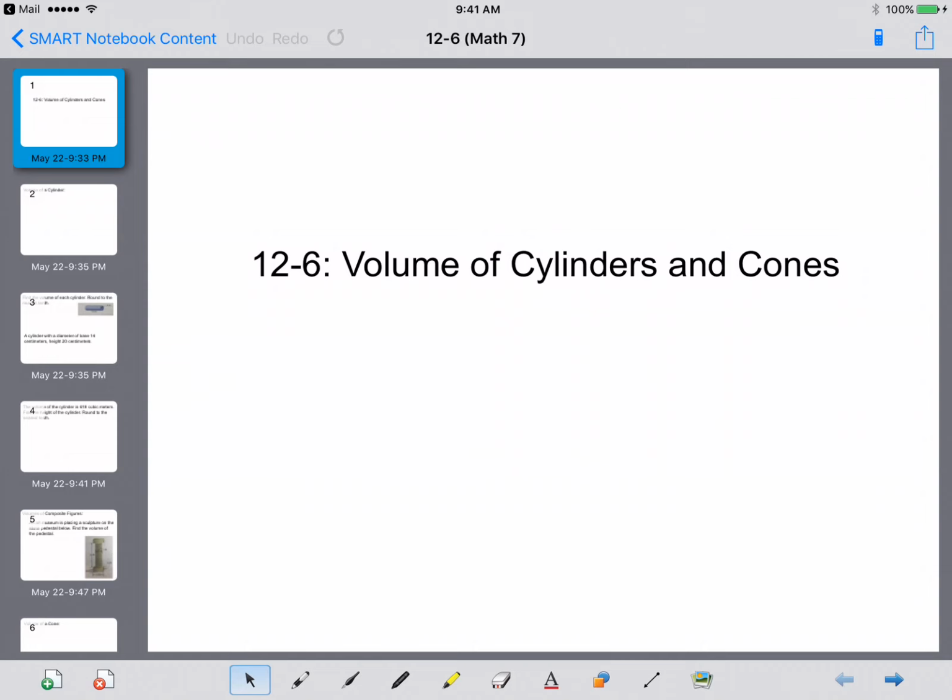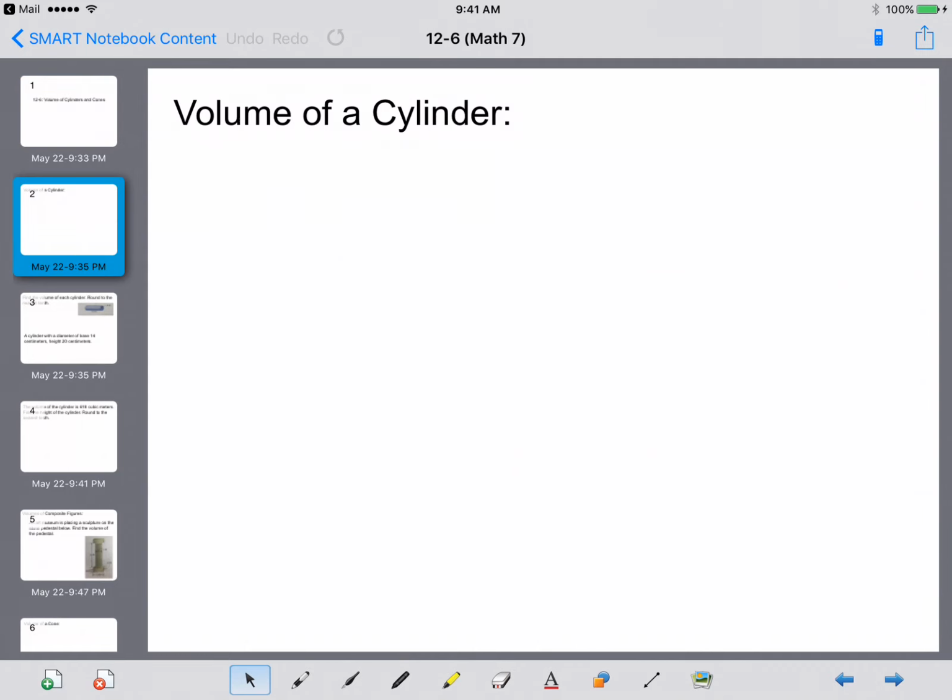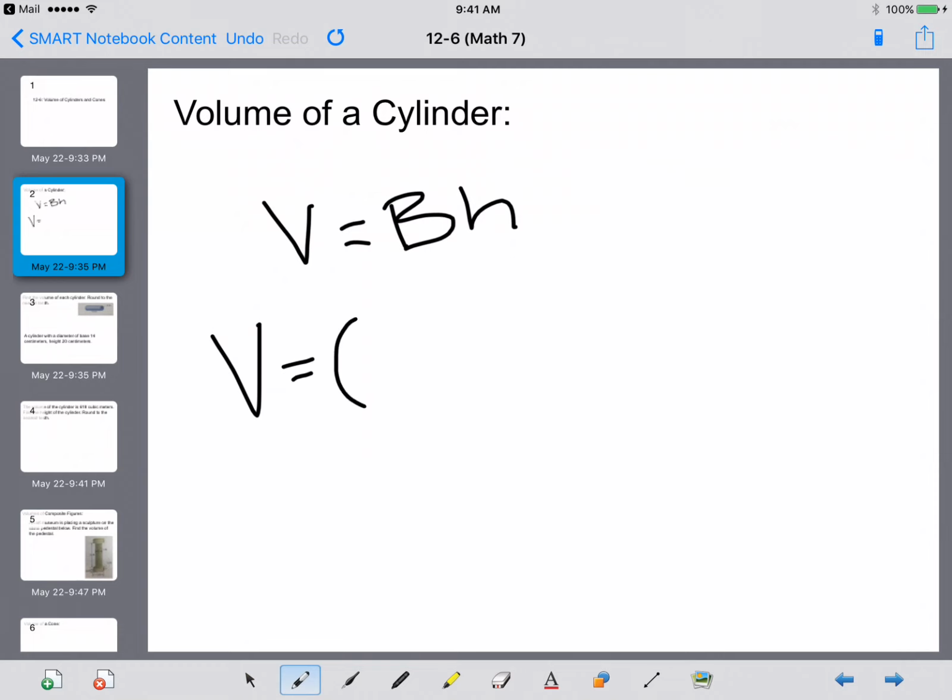We're going to be going over lesson 12.6, volume of cylinders and cones. So the first thing we need to know is how you figure out the volume of a cylinder. And it's just like how you figure out the volume for all the other shapes. Your volume is the area of the base times the height. So in this case, the area of the base of a cylinder would be a circle, so our volume is pi times the radius squared times the height.